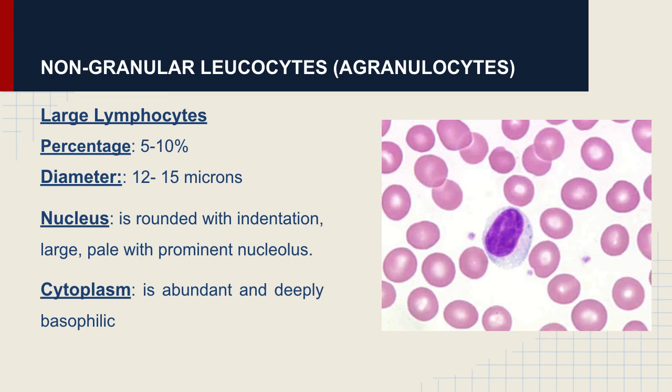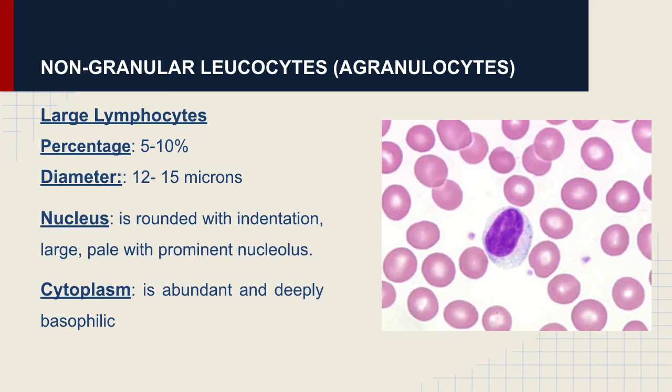Large, how large? The diameter becomes from 12 to 15 microns, much larger than the red blood cell. Their percentage is from 5 to 10% in the circulating blood. The nucleus here becomes indented, rounded with indentation, large, pale, with prominent nucleolus. The cytoplasm is abundant and deeply basophilic.